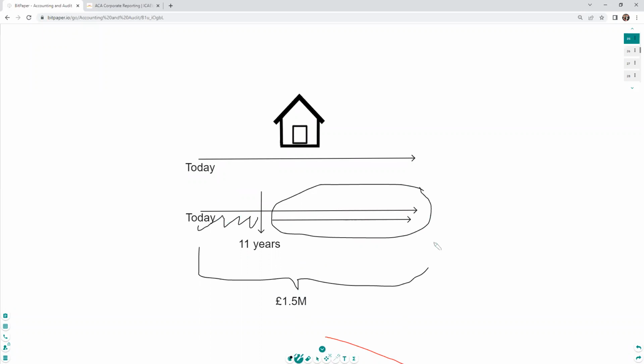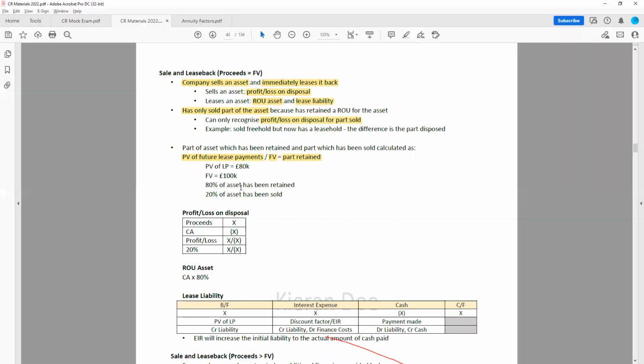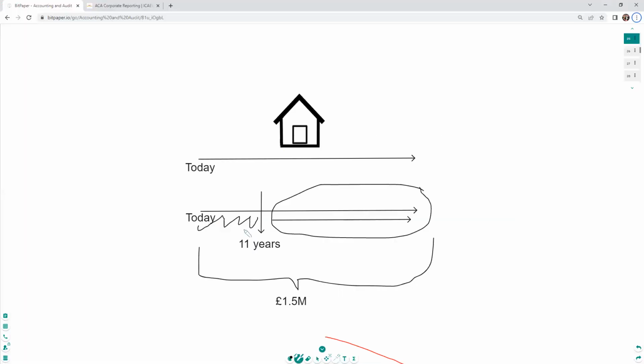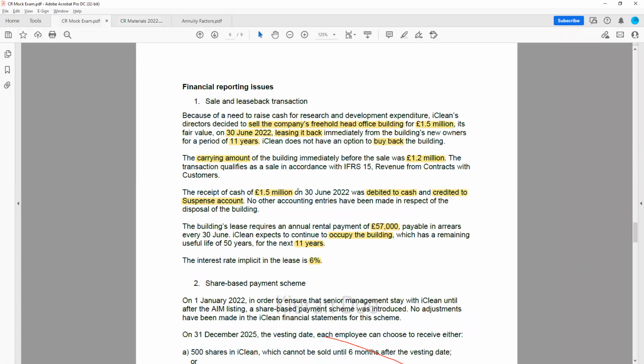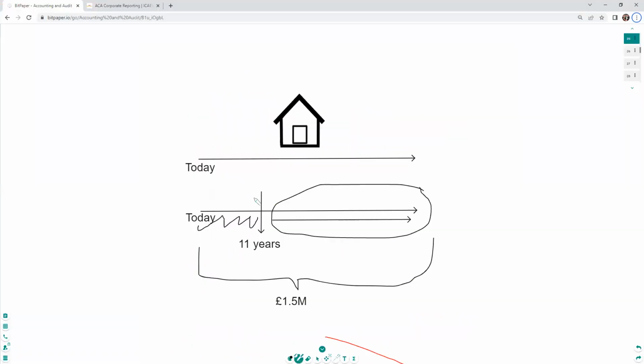So it's hard to work out this bit, but we can work out this bit, because what they've retained is the right to use it for the next 11 years. How much are they paying for that? If we know the present value of those payments, because of course we know they're paying 57K for the next 11 years, we know what they're paying for this part to continue using it. And we know this is a total value, so we could work out what the part actually disposed of was.